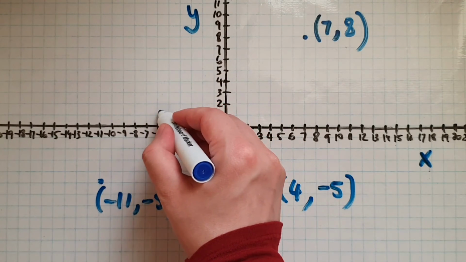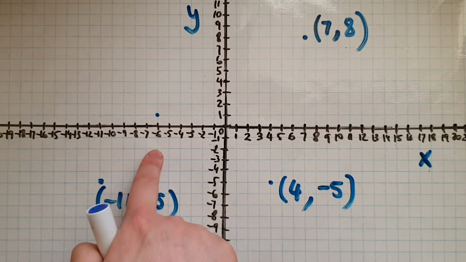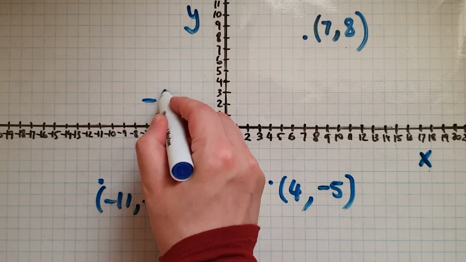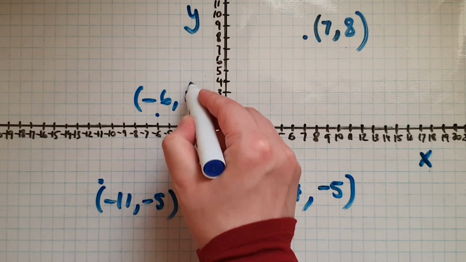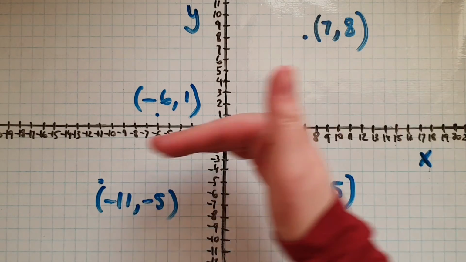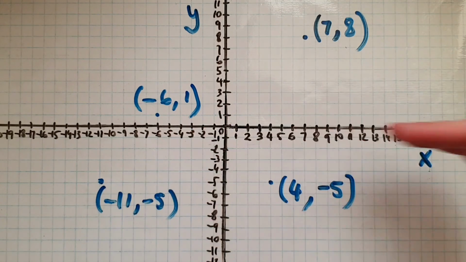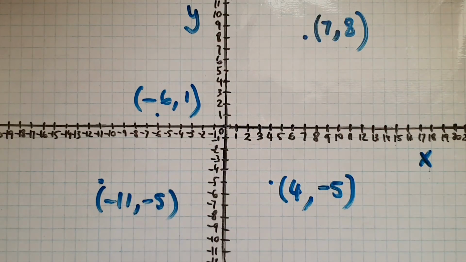Let's pick a point right here. X, that is -6, and y, that is 1. So we start with the x coordinate. Some people prefer to refer to this like getting into the house, which is horizontally, and then you either go up or down the stairs.